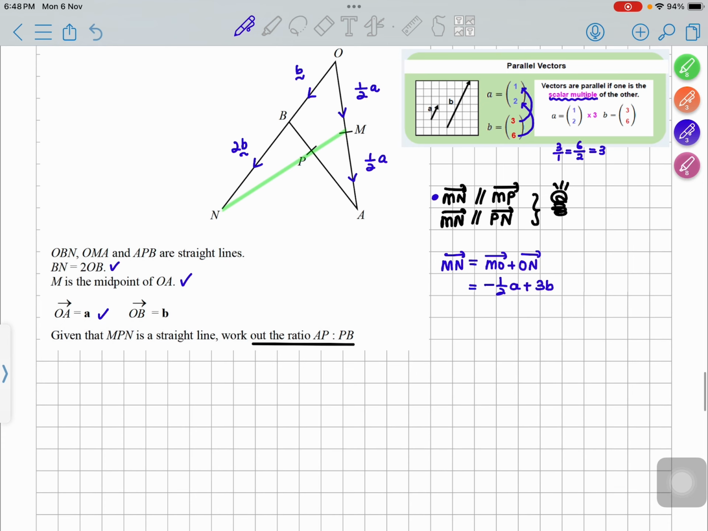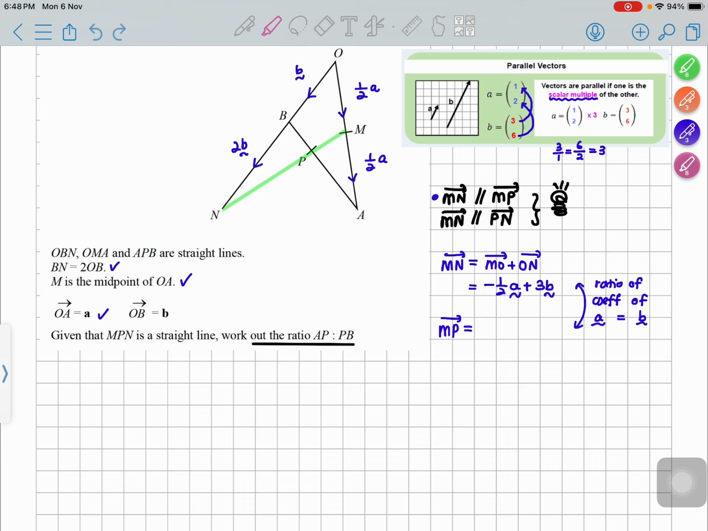Okay, next, I need to find out the MP. Why do I want to find the MP? Because I want to compare the coefficients here. I know the ratio of the coefficient of my A will be equal to the ratio of the coefficient of my B. So this is my idea and I want to apply this. I already have negative half A plus 3B. My coefficient for A is negative half and the coefficient for B is 3. So I have to find something similar for my MP now.